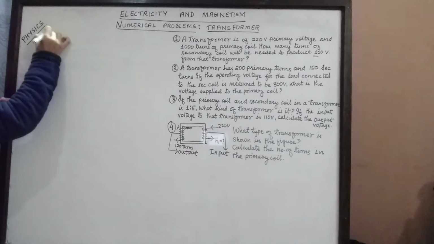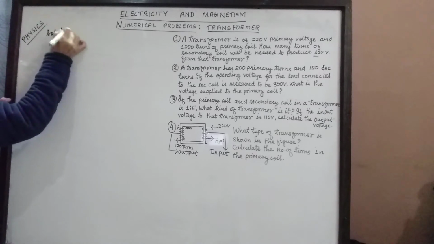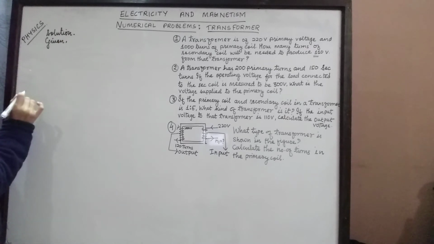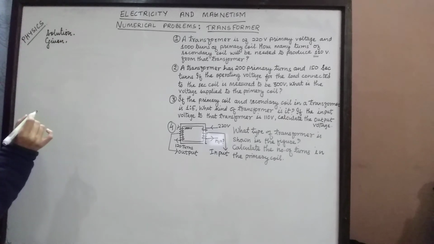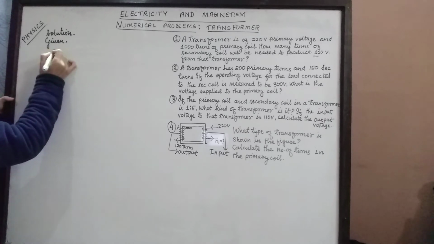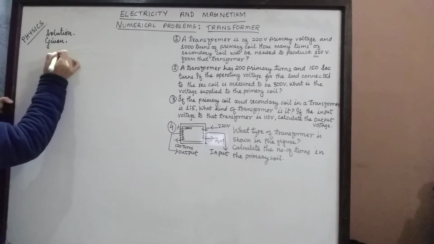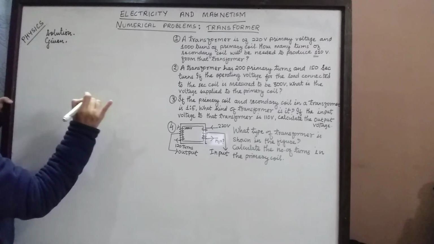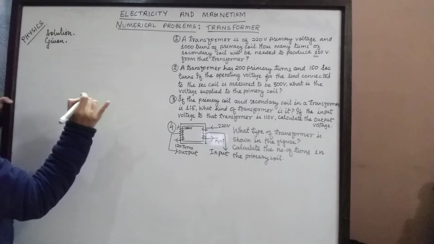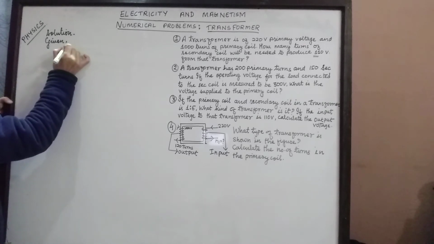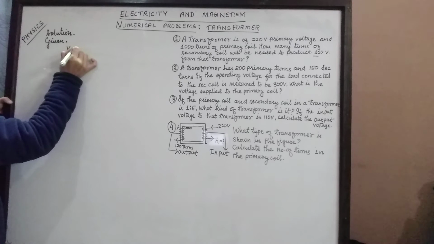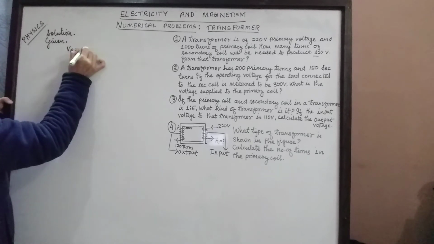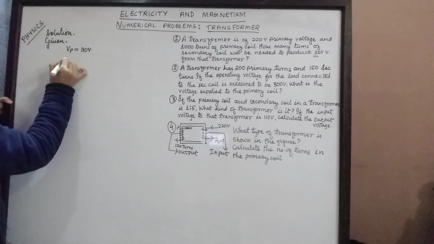Okay, solution. Given. Yes, so write this in a sequential manner. You have to be very careful while writing, while presenting your answer. So given, first what is given? The input voltage to the transformer is 110, which means the voltage in the primary coil is 110 volt.